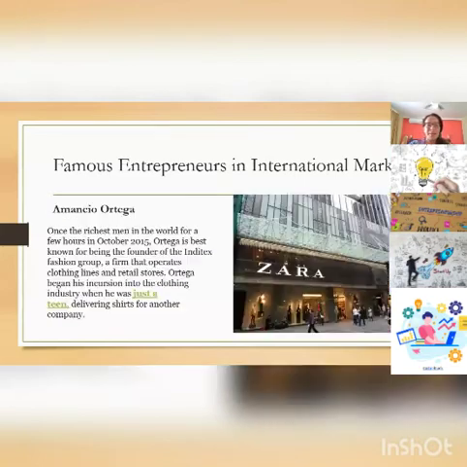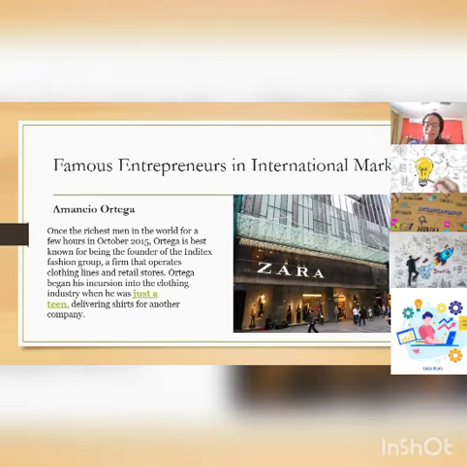And then the last example is Zara. You can make a sign like this, or write on the chat if you recognize this brand. I think at least women, we know it. Zara. It's an international brand, especially in Europe. So who's the creator of this? It's Amancio Ortega, one of the richest men in the world for a few hours in October 2015. The current information about this is that he started when he was just a teenager. You know, he was in his teens. He was probably 14 or 15 or 16. And how did he start? Delivering shirts for another company.